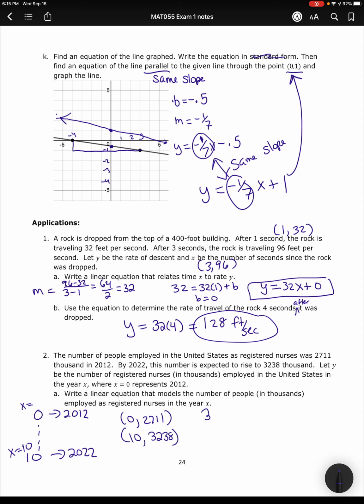So using those 2 points, we can find our slope. So 3238 minus 2711. And keep in mind that when you're going through these videos, you can always pause, rewind, or play it on a slower rate if I'm going too fast. Okay, so the equation then would be 52.7x plus 2711.